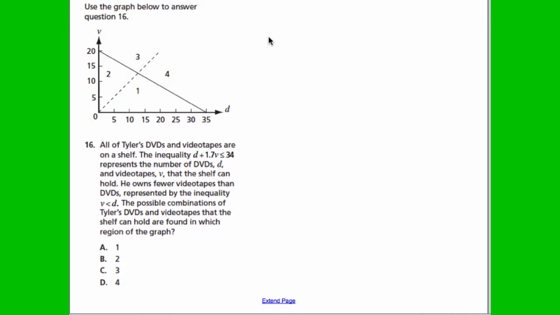Let's look at questions 16 through 20 of the MCA practice test. Problem number 16 says use the graph below to answer question 16. All of Tyler's DVDs and videotapes are on a shelf.